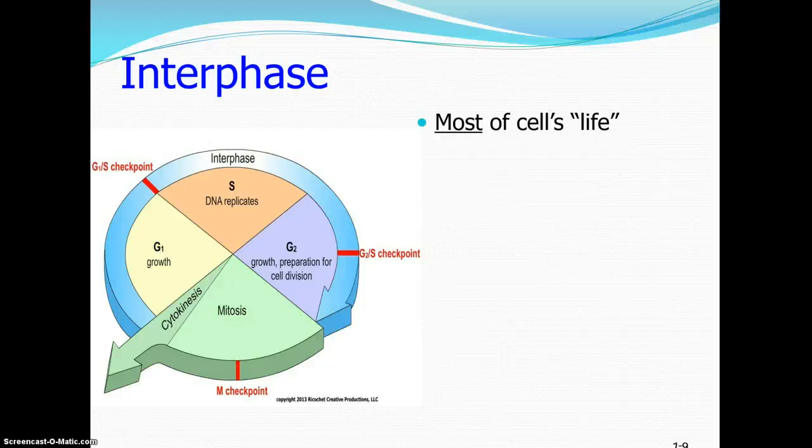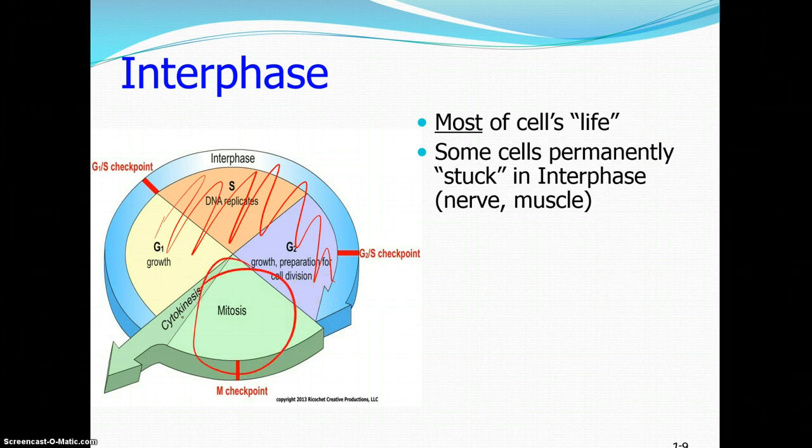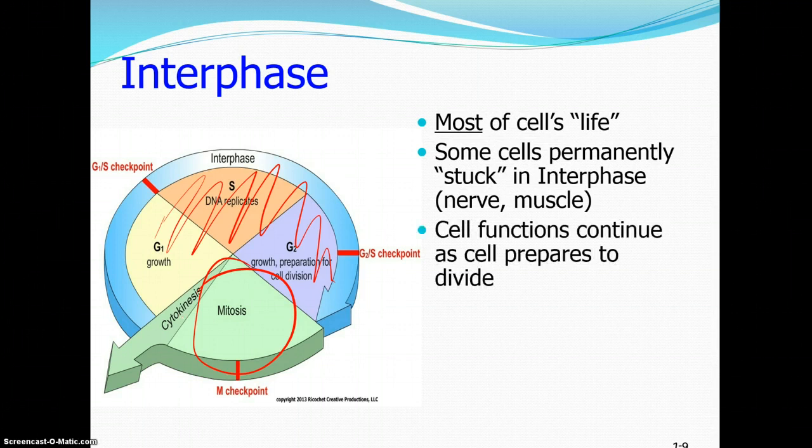Okay, so interphase is most of the cell's life. Some cells are permanently stuck in interphase, like your nerve cells or your muscle cells, which is why if you damage a nerve or certain muscle cells, it can't create a new one through mitosis to replace it, which is why that damage is serious. The cell functions continue as the cell prepares to divide.